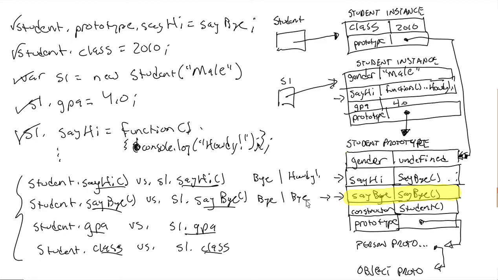When you say student.gpa, that's undefined. There is no student.gpa. It would actually refer to this student instance looking for GPA, and it can't find that. When you say s1.gpa, you're going to see 4.0. This is what s1.gpa is. When you say student.class, you're going to get 2010 because you're going to go after that class attribute. And when you say s1.class, you're going to get undefined.